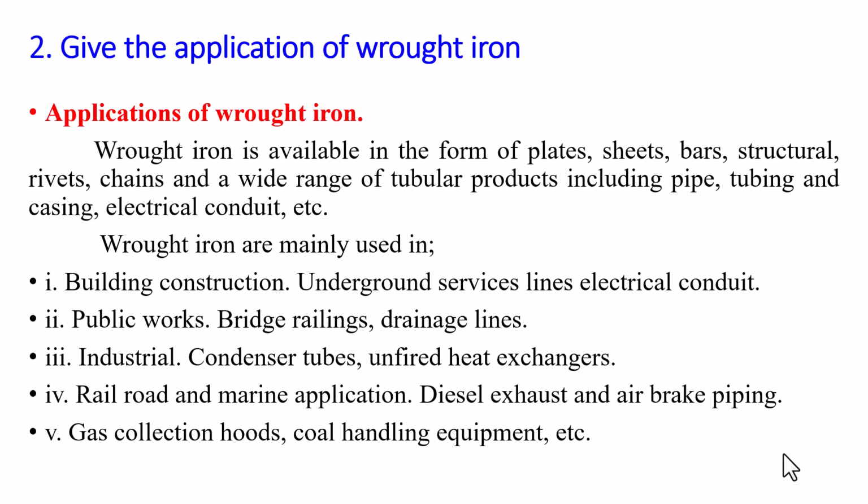Nowadays it is very rare, even though wrought iron has some importance. Wrought iron is mainly used in building construction, that is underground service lines, electrical conduit. Electrical conduit means casing for electrical applications. Second, public works like bridge railing and drainage lines. Bridge railing means decorative works or safeguards you can see on the top of bridges, or some drainage lines, pipes.